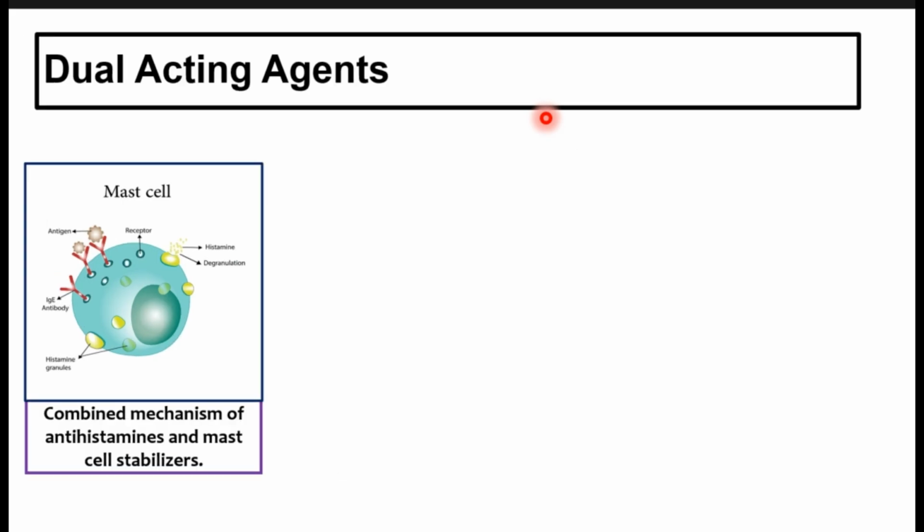Now let's talk about another class of drugs, and that is the dual acting agent. As the name suggests, they have dual activity or mechanism of action. So they are basically going to combine the mechanism of antihistamines with the mechanism of mast cell stabilizers, right? And moreover, dual acting antihistamine or mast cell stabilizers are the most recently developed class of agents, and clinically it is also considered that they are superior in relieving both the signs and symptoms associated with allergic conjunctivitis.